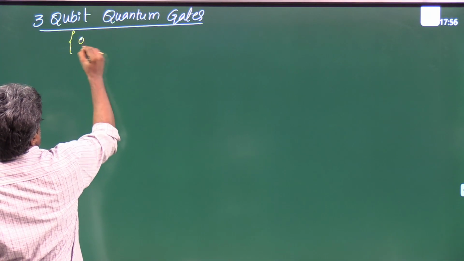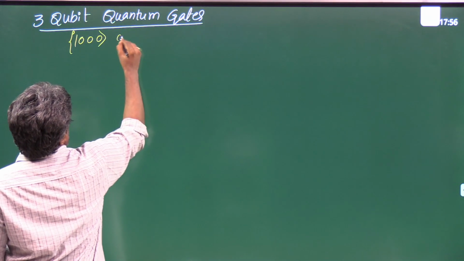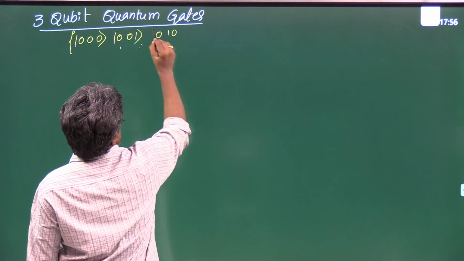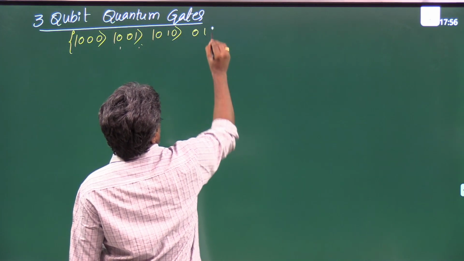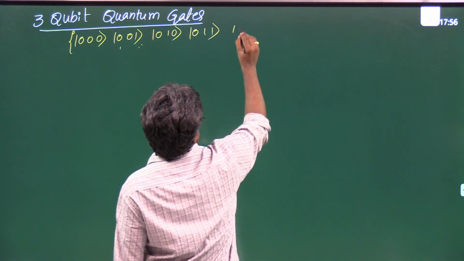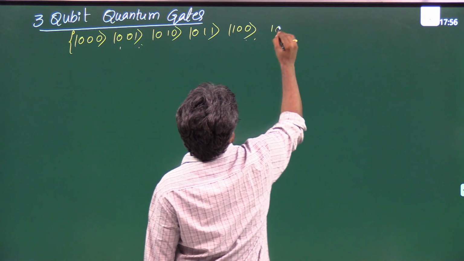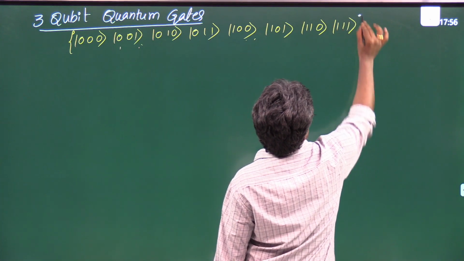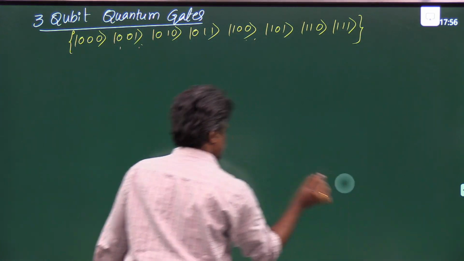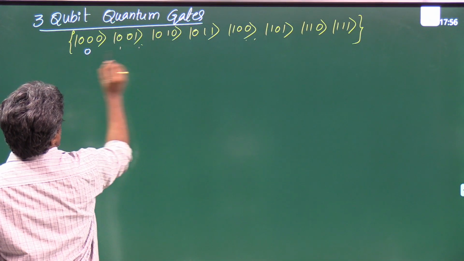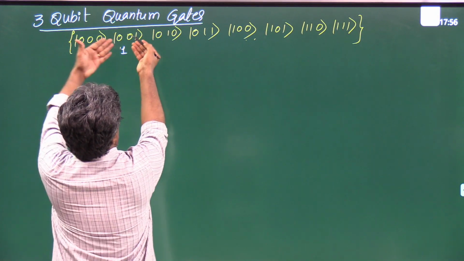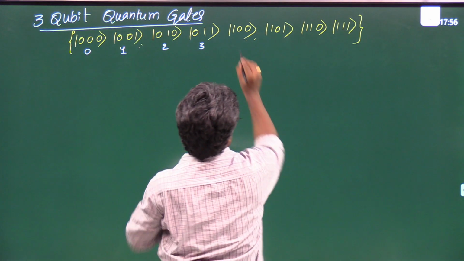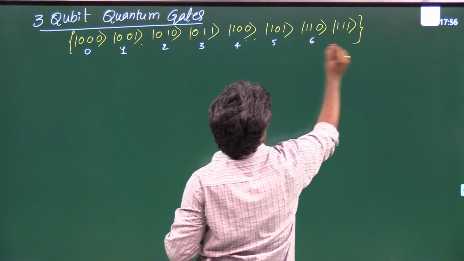So this is 0, 0, 0 and 0, 0, 1. Please write along with me. 0, 1, 0. Don't copy this also, because 1, 0, 0 is 4, 1, 0, 1 is 5, 1, 1, 0 is 6, 1, 1, 1 is 7. This is 0 and this is 1. That binary conversion, you know that already. 2, 3, and for our convention I am writing 4, 5, 6 and 7.